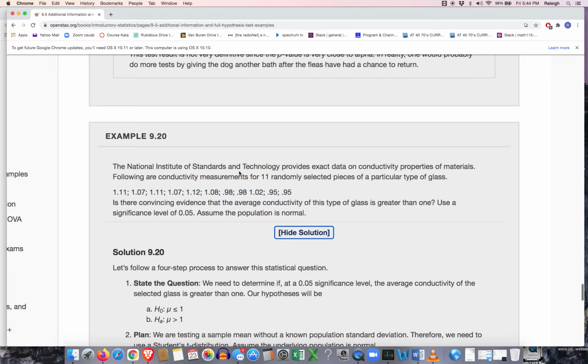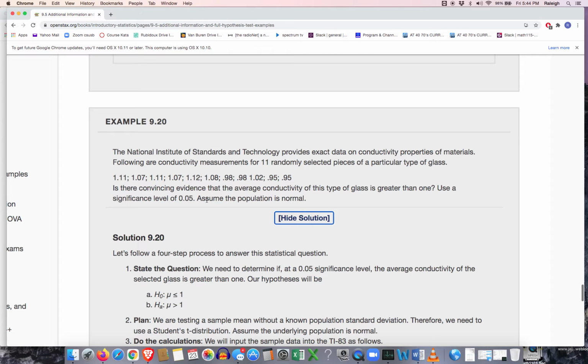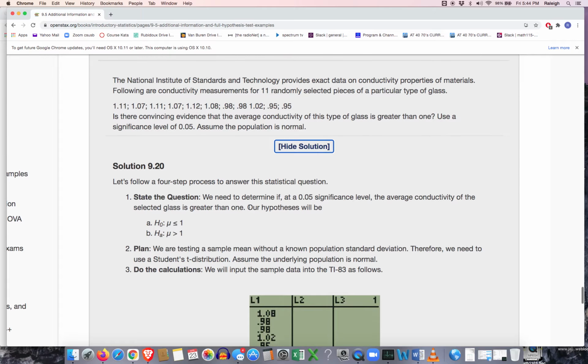So the National Institute of Standards and Technology provides exact data on conductivity properties of materials, and here are the measures for 11 randomly selected pieces of a particular type of glass. These range from 0.95 up to 1.11, 1.12. Is there convincing evidence that the average conductivity is greater than 1, alpha 0.05, assuming a normal population?